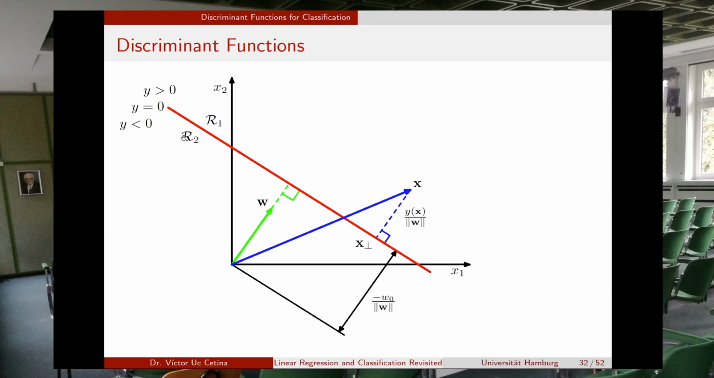Okay, and here we have drawn the vector W, which is perpendicular to the decision boundary, as we saw before. And in the previous slide, we saw that the distance between the origin and the decision boundary can be computed as the negative of the bias over the magnitude of W.